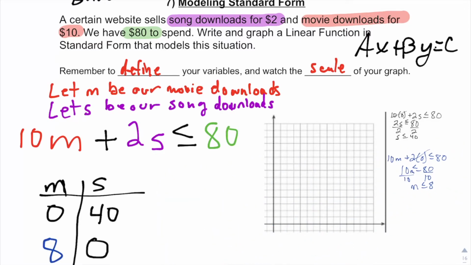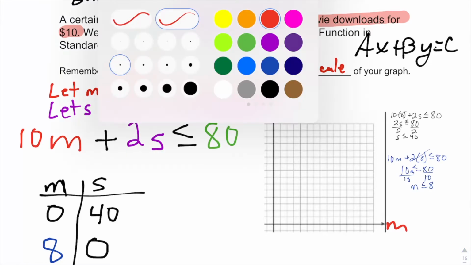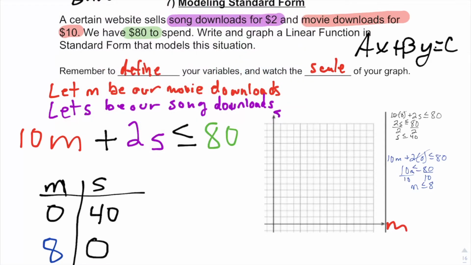So by looking at my table, I can tell that my S scale has to go up to at least 40, and then my M scale has to go up to at least 8. So I'm going to put my M scale on the x-axis, and I'm going to put my S scale on my y-axis.